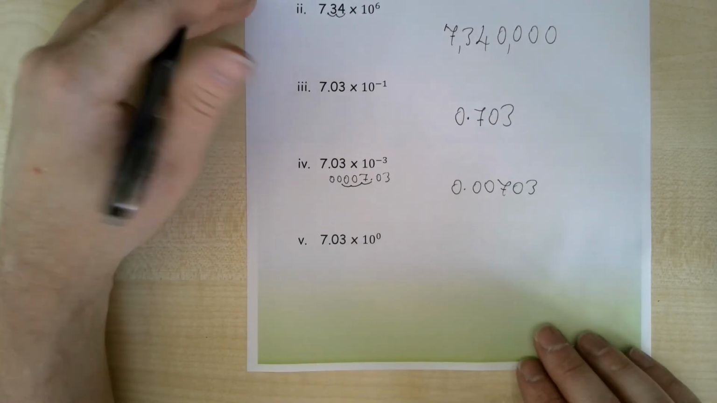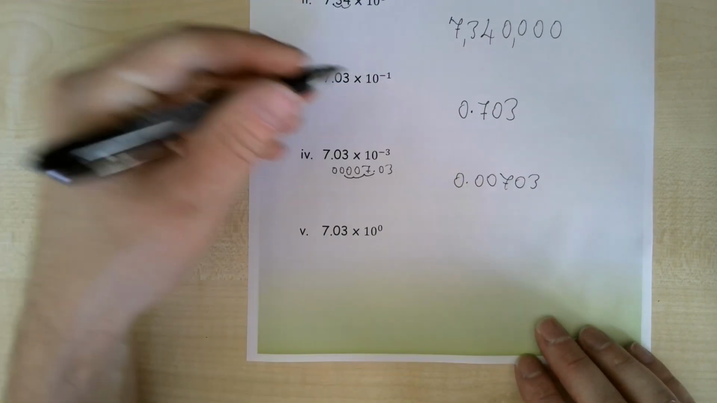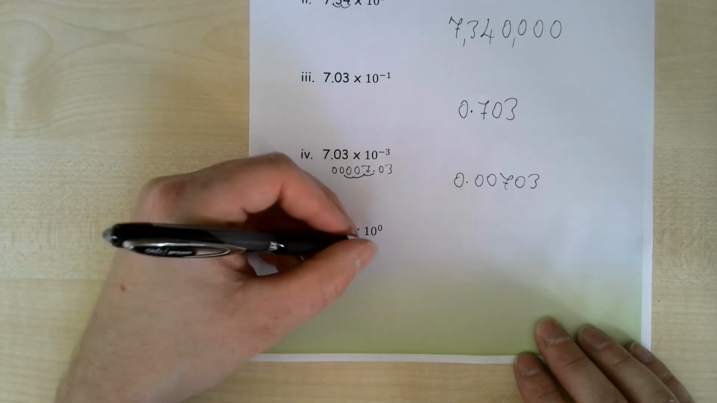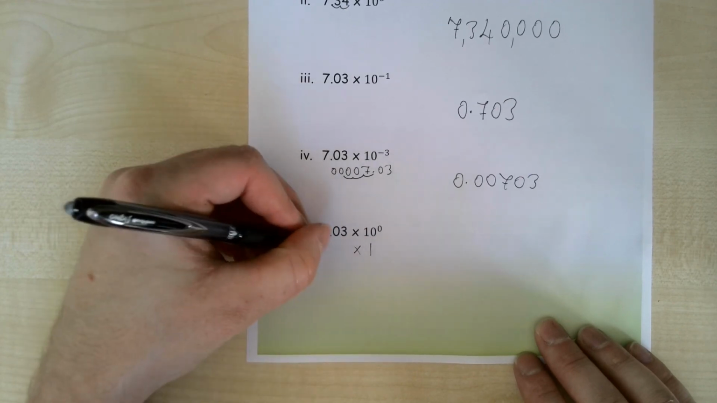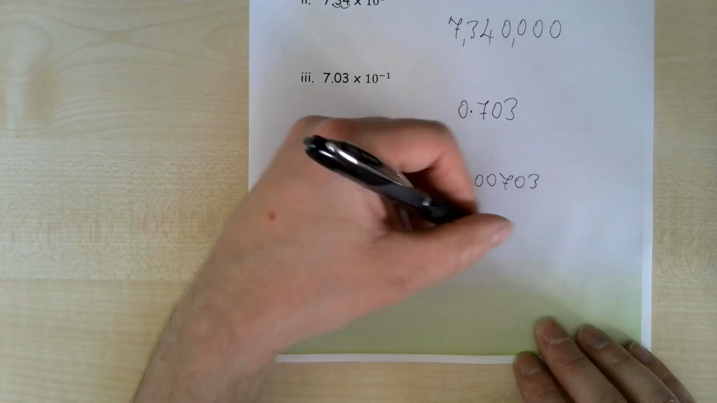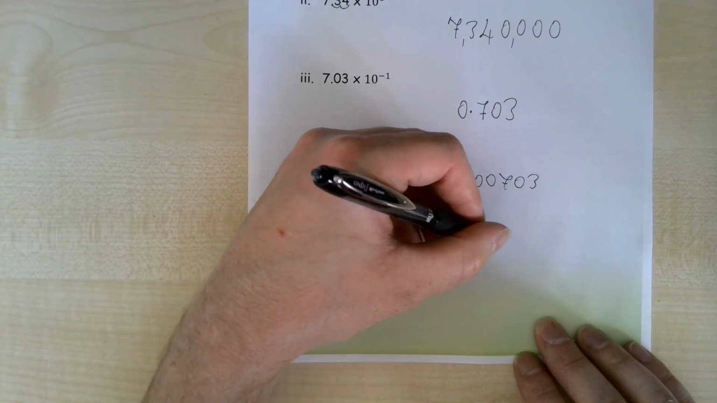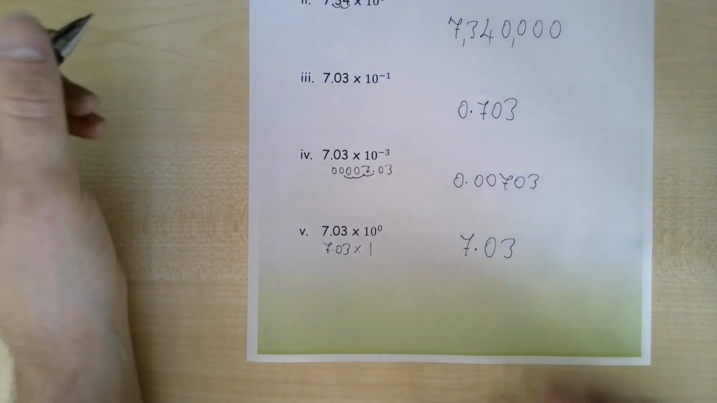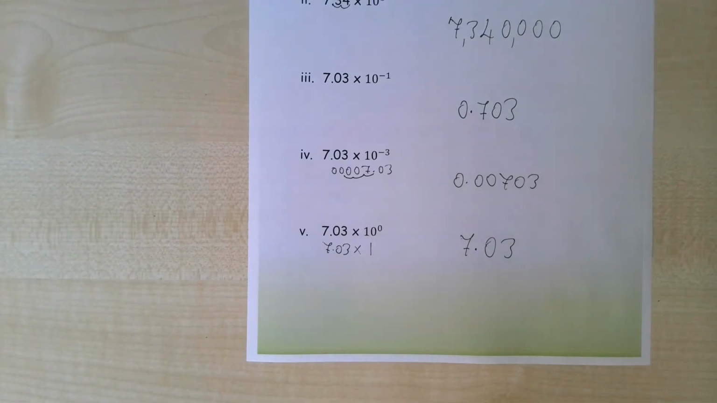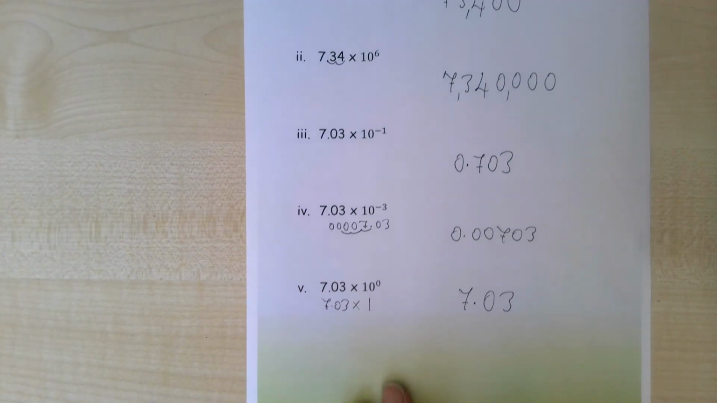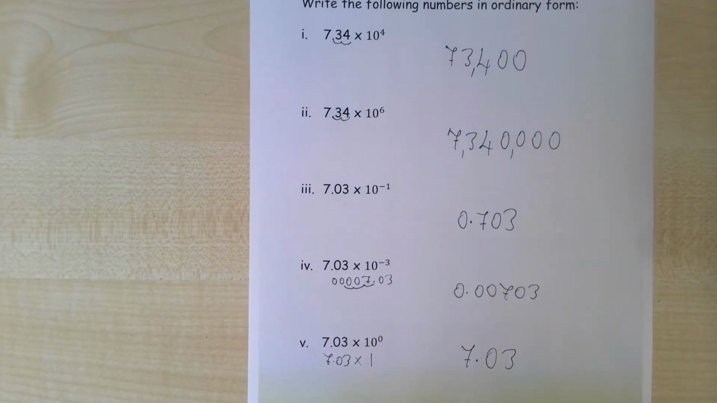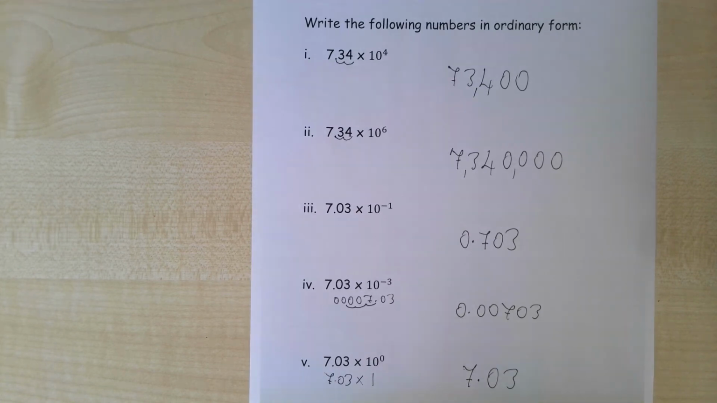And lastly, hopefully you remember this from earlier, any number to the power of 0 is just 1. So actually our number here, or our number in ordinary form, is 7.03. Hopefully you had some success on those and you understand how to convert standard form into ordinary form now.